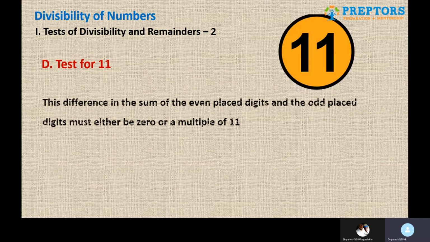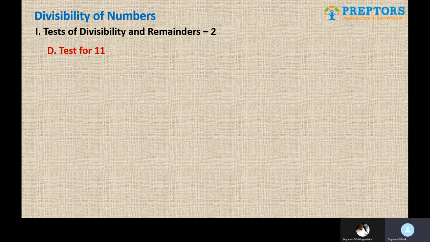The official statement for that: the difference in the sum of the even place digits and the odd place digits must be either 0 or a multiple of 11, positive difference. Then we say that the entire number is divisible by 11.